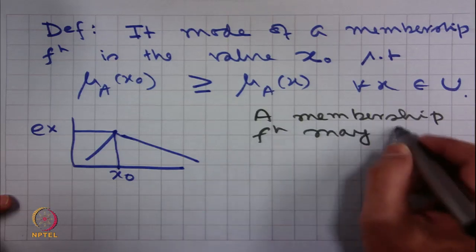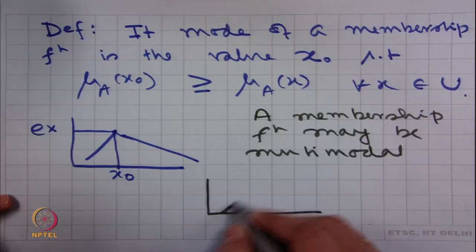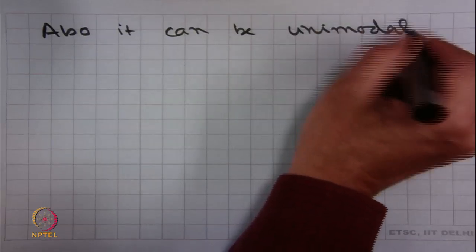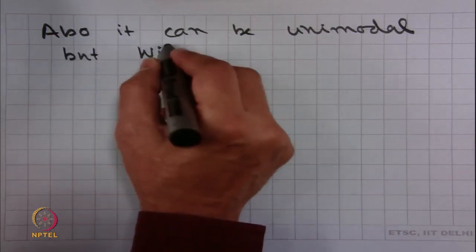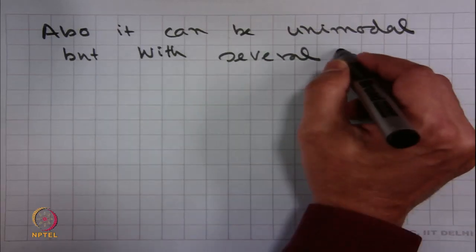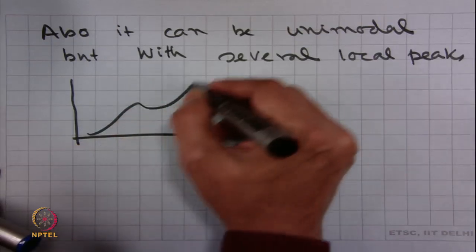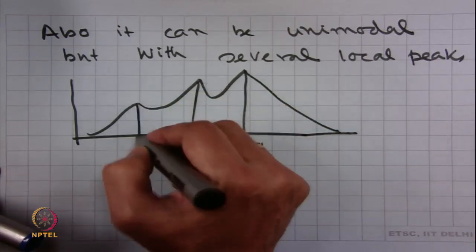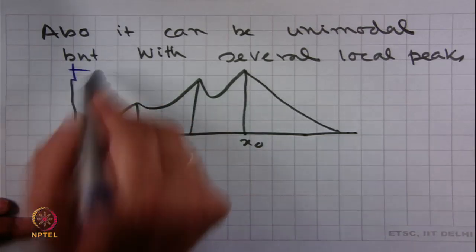A membership function may be multimodal. Say something like this. Also it can be unimodal, that means there is only one mode to the membership function, but with several local peaks. For example, if a membership function is defined like this, it may have only one mode x naught, but these are peaks which appear like mode, although they do not have the maximum membership value.